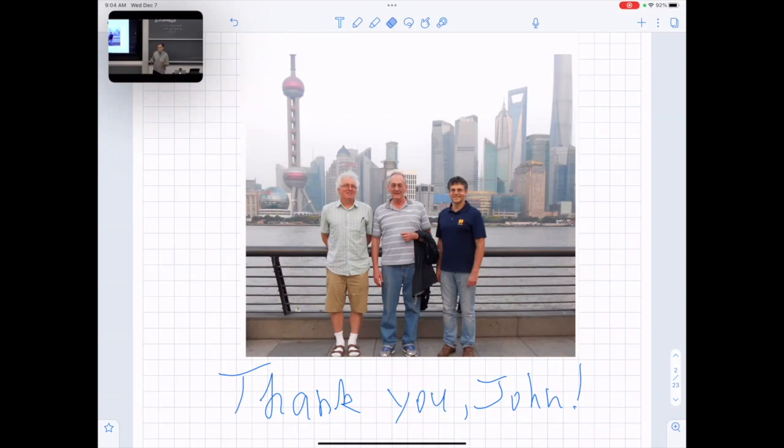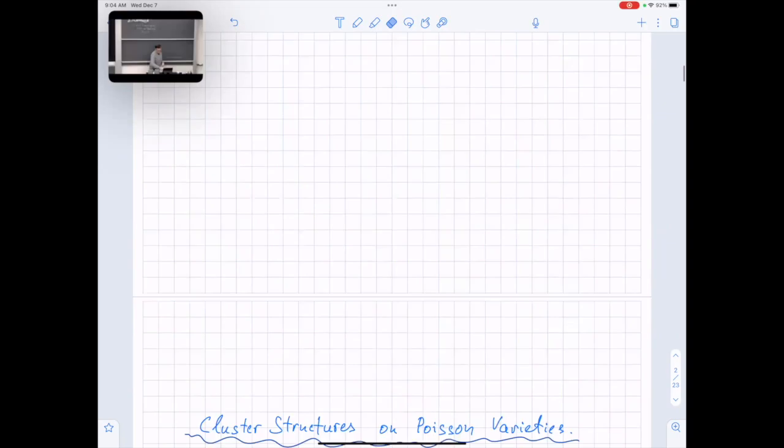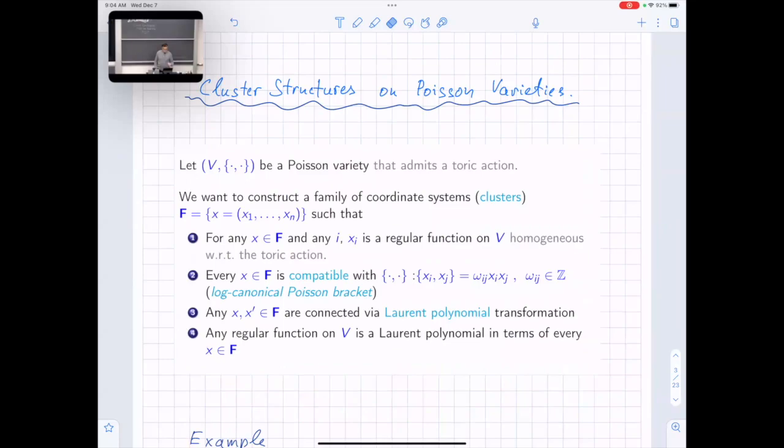And maybe I will be punished for that, but I will start trying to explain what cluster structures are. I'm not going to give a full definition, but I'm going to start with examples and then we'll get to actually Poisson Lie groups. What do we really want there? So let's assume we have a Poisson variety. What we want to find is an atlas made of really nice coordinate charts with the following property.